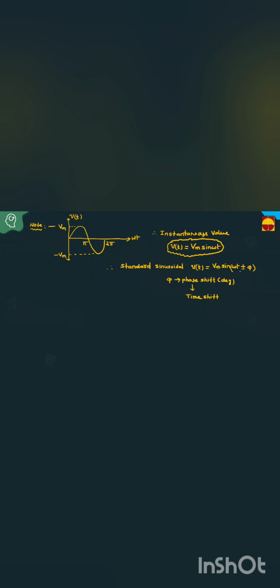Okay, this is the standard form. But with the plus or minus, you have to take positive for leading. This plus phi indicates leading. This minus phi indicates lagging. So that is the standard form.